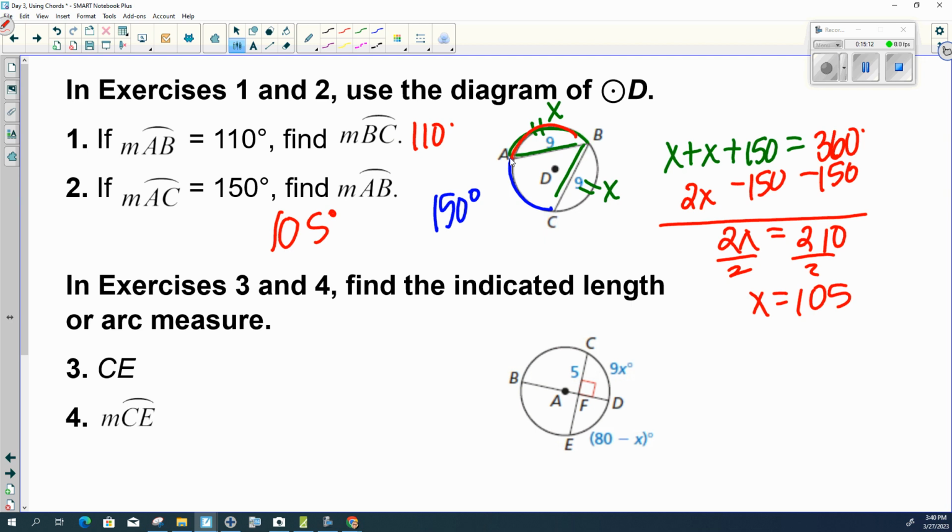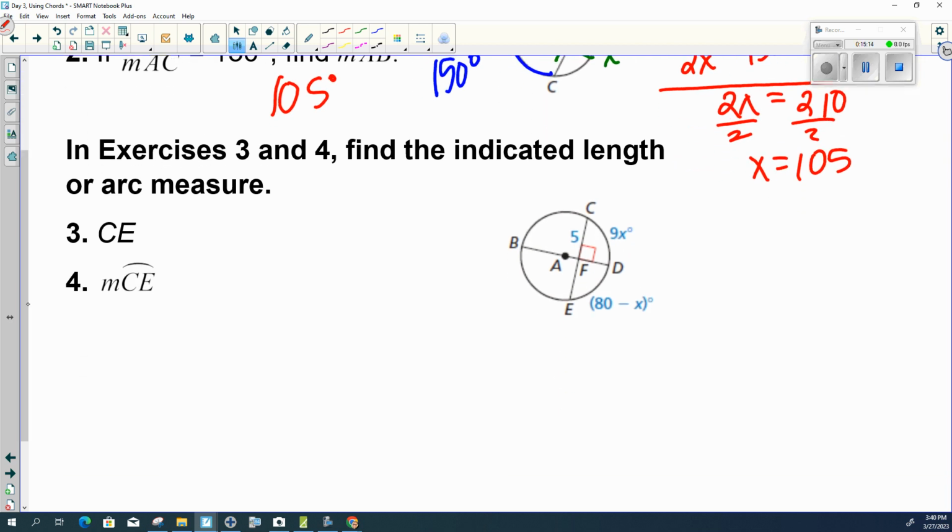Okay, this is practicing our next theorem, this perpendicular chord bisector. I can tell because I've got a diameter, check. I've got a chord, check. They meet at a 90-degree angle, double check. Find the indicators. There's a lot of information over here. I know that these are going to be equal, so this will be 5. I know that these two arcs are equal because it's that theorem. So I can do 9x equals 80 minus x.